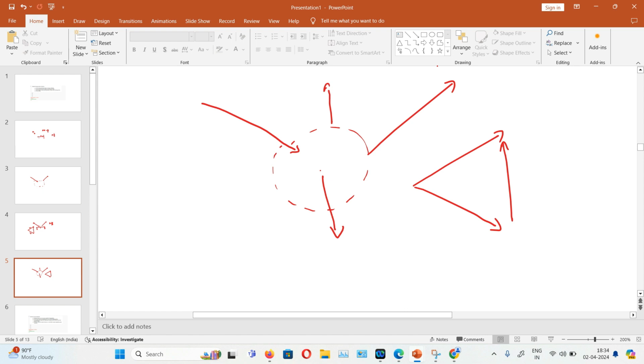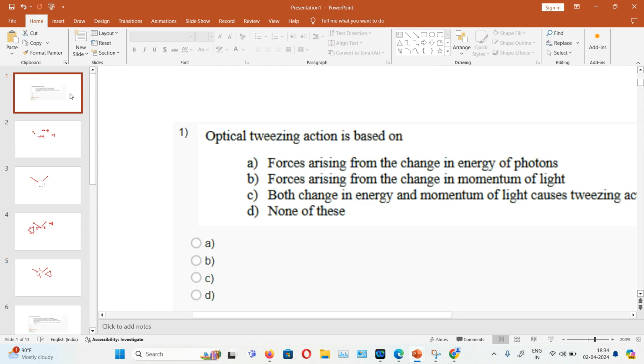What really matters, and what is actually causing the force, is the change in momentum. The momentum change of the photon is actually causing the force, not the change in energy of the photons. So this is wrong. The change in energy is not going to give rise to force. Force arises from the change in momentum of the light. This is actually the correct answer.